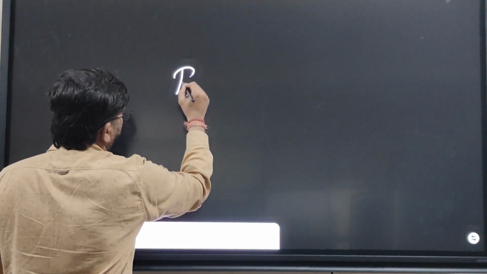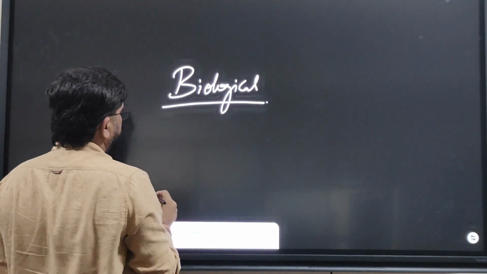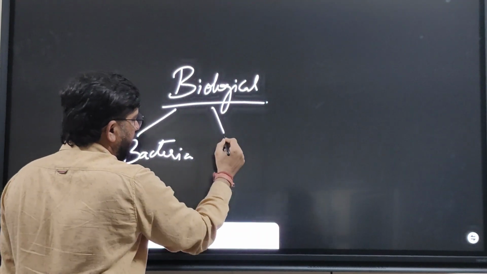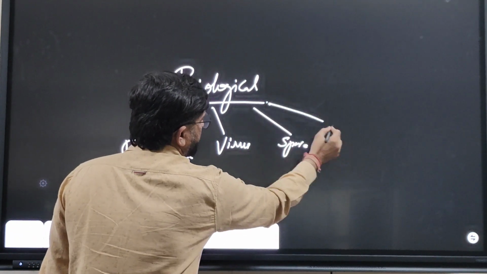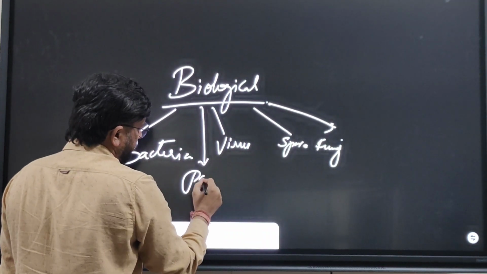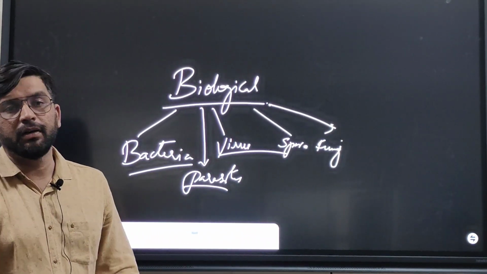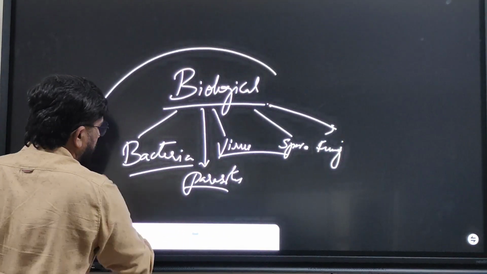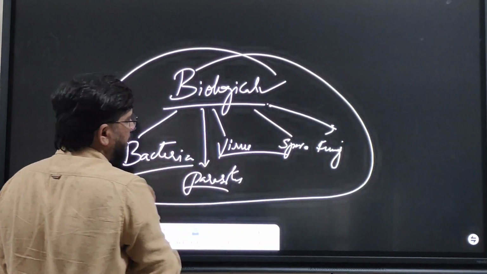As I said, we will be concentrating only on the biological source of contamination. This can be bacteria, viruses, spores of bacteria or any other microorganisms, fungi, other parasites. So these are some of the means of biological contamination. Now let us see how this biological contamination plays a role, and where this biological contamination is coming from.